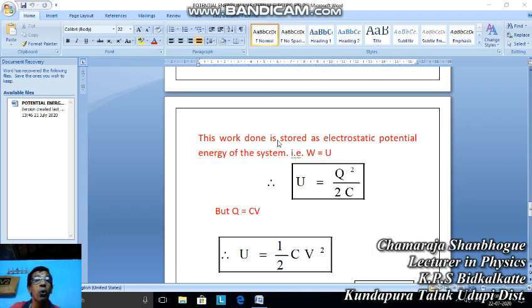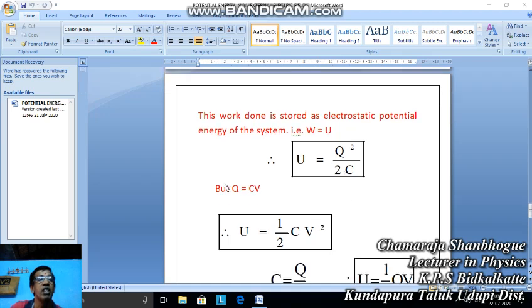This work done is stored as electrostatic potential energy of the system, that is W is equal to U, that is U is equal to Q square by 2C. But from the principle of capacitance we know Q is equal to C into V, where V is the maximum potential difference between the plates. Then U is equal to half, substituting CV in place of Q, C square V square by 2C. One C gets cancelled, so we get half CV square, which is similar to the kinetic energy formula half mv square, where m is mass, v is velocity. But here U is equal to half CV square, where C is capacitance, V is potential difference between the plates.